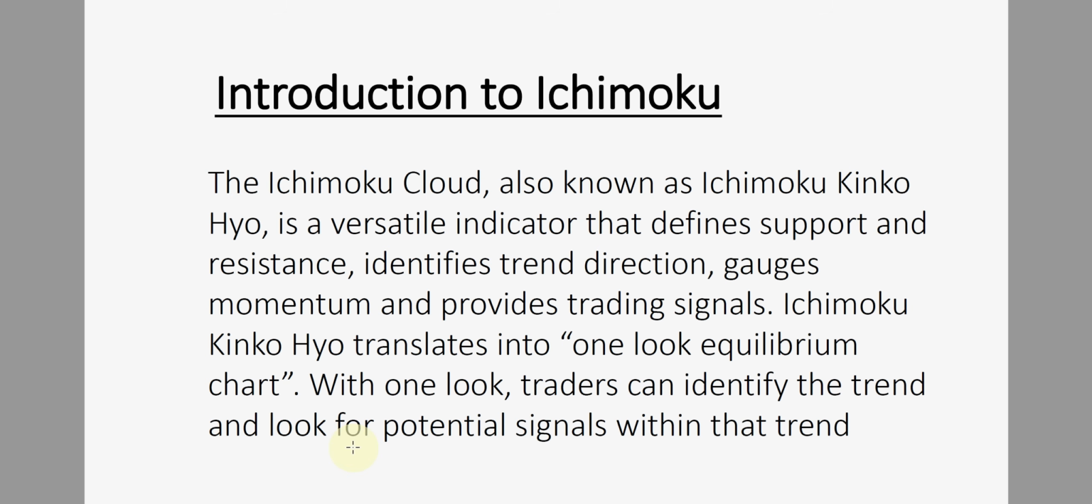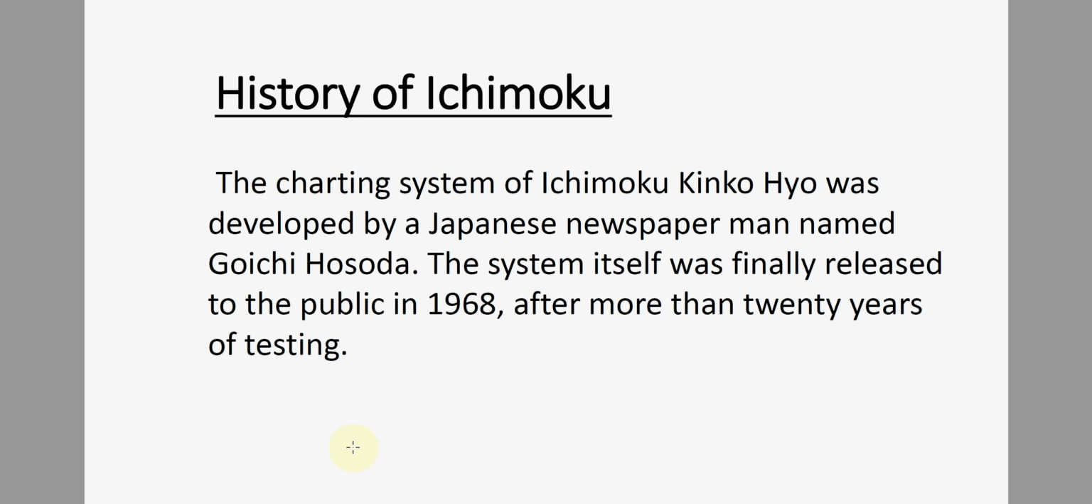Introduction. The cloud itself is known as Ichimoku Kinko-yo. It's a very good indicator that defines support and resistance. It also identifies trend direction, gauges momentum, and provides trading signals. Ichimoku Kinko-yo translates into one look equilibrium chart. With one look, a trader can identify the trend and look for potential signals within that trend.